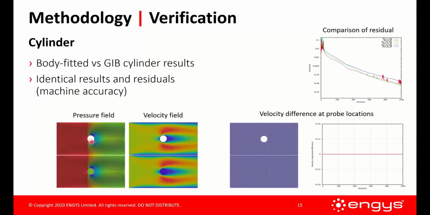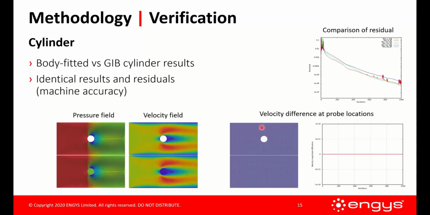So here we have a body-fitted. This white spot right here is just empty space. And you'll notice right off the bat that GIB, it's not empty. So there's internal mesh, as you saw before. And for the pressure field for this simulation, they look very similar. For the velocity field, they look very similar.